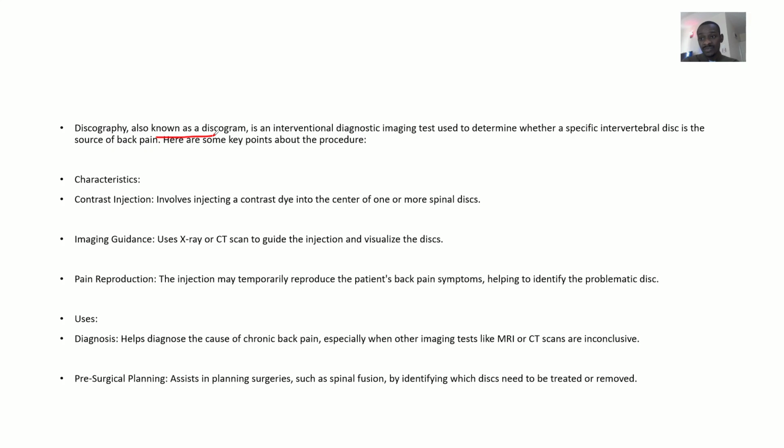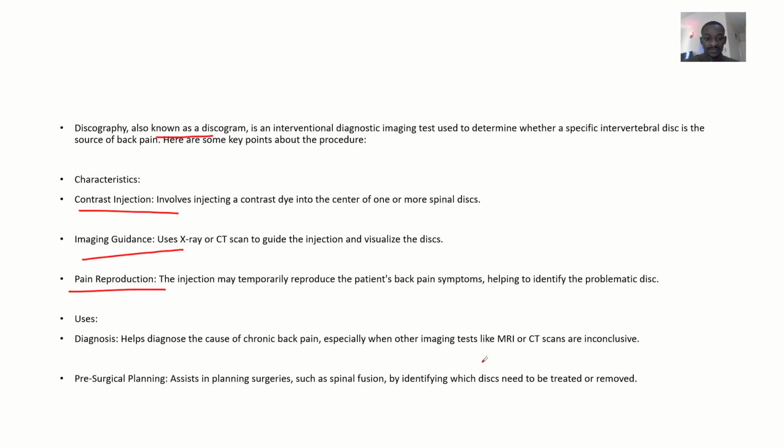For this type of imaging modality, we use contrast injection. So it actually involves injecting a contrast dye into the center of one or more spinal discs. Okay. The imaging guidance, it uses things like x-rays or CT scans just to guide the injection, then visualize the disc. Then pain reproduction. The injection may actually reproduce the back pain symptoms. So this will help you to identify the problematic disc.